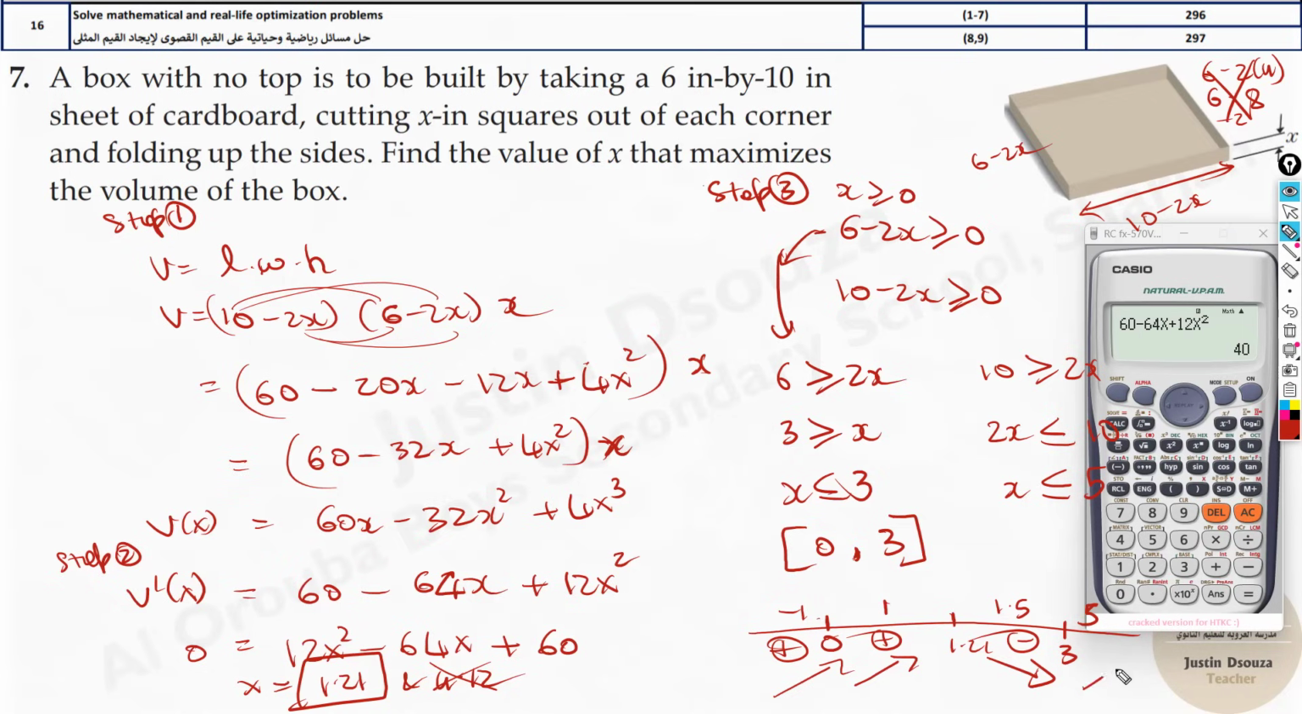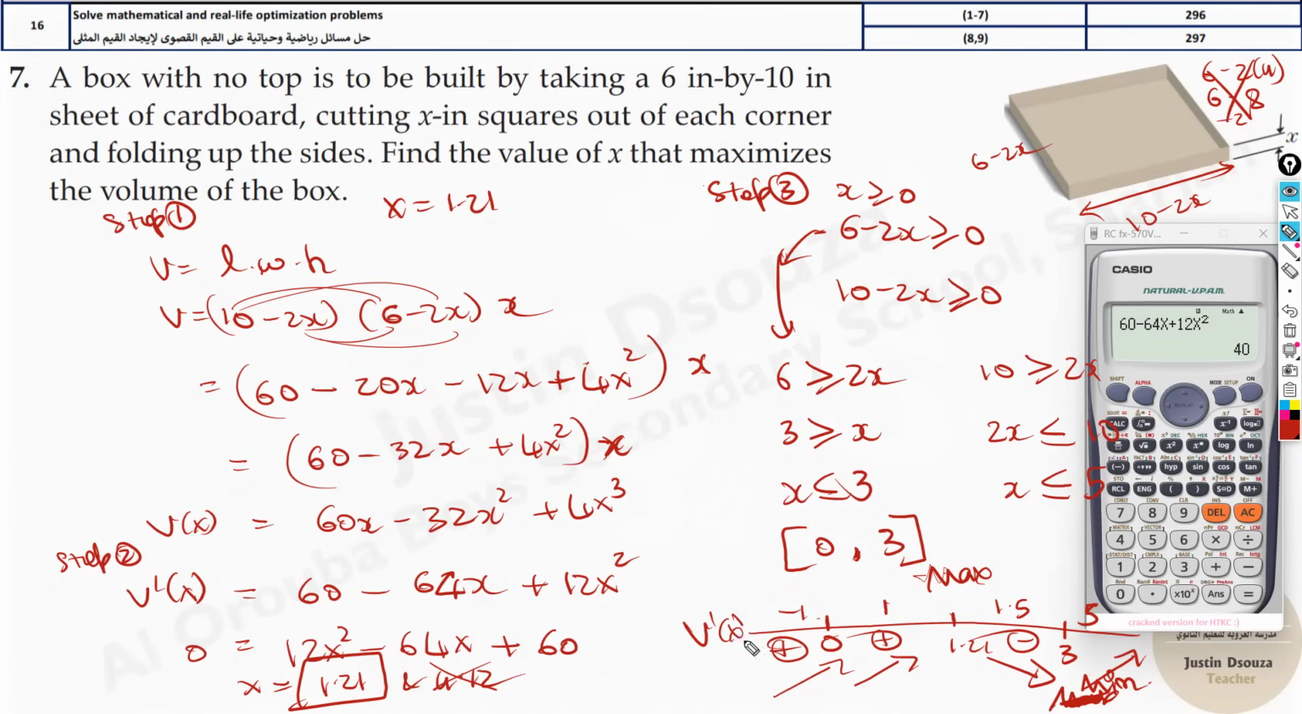So here it is again positive. Now what do you understand from this? Here you understand it's increasing. This is the maximum. See, this one is maximum and this 3 is minimum. Sorry, not max, minimum. Minimum over here. So 1.21 was a critical number. If the x value is equal to 1.21, you will maximize the volume.